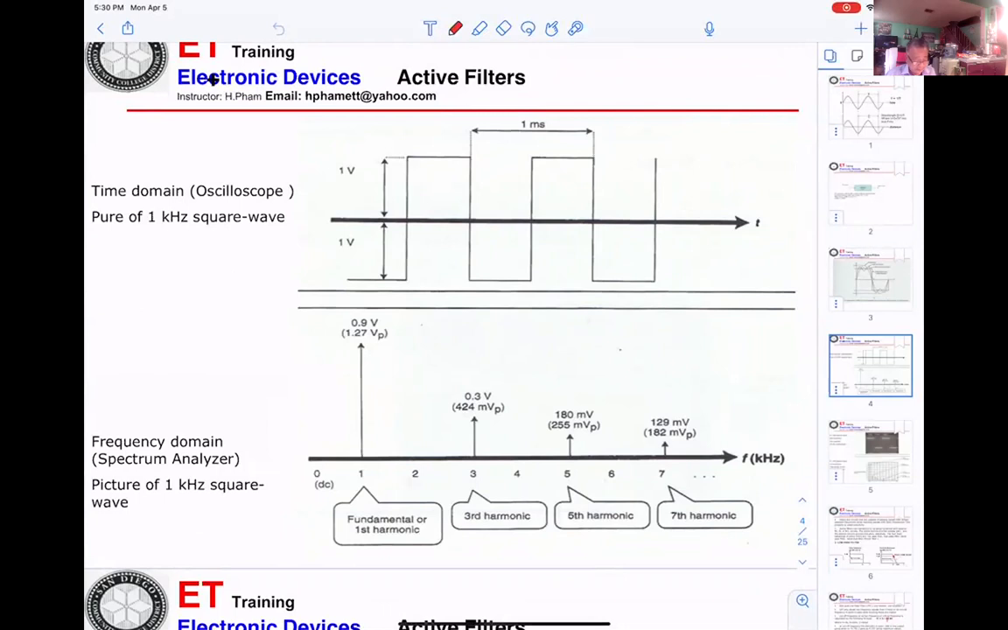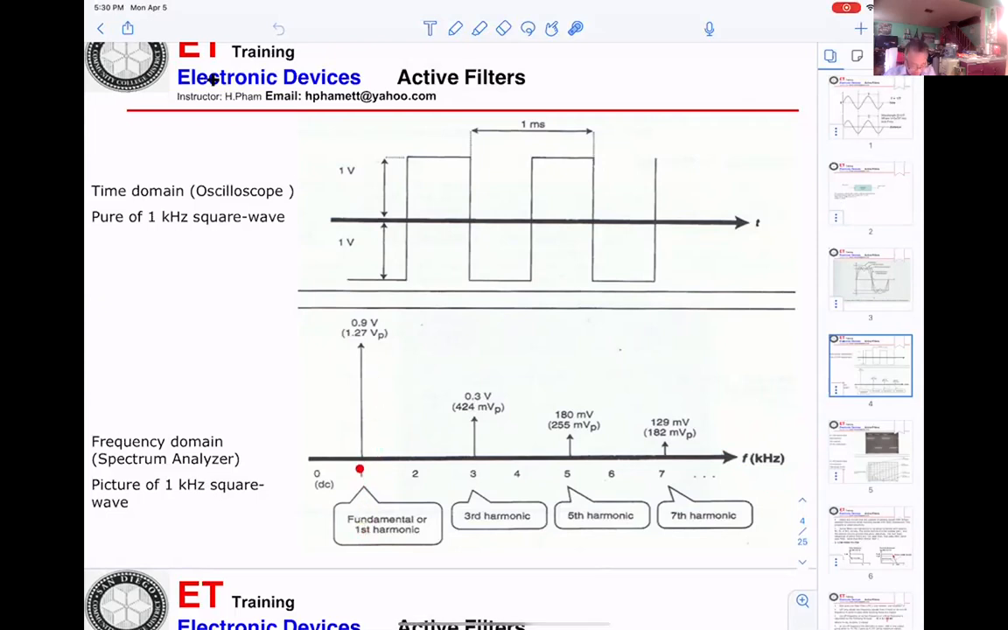Okay. Basically, if you are looking at a sine wave or a square wave on the oscilloscope, this is the time domain, varying with time. So you can see only one square wave. However, if you are looking at the spectrum analyzer, that will be the frequency domain. The signal varies with frequency. Then you can see a lot.